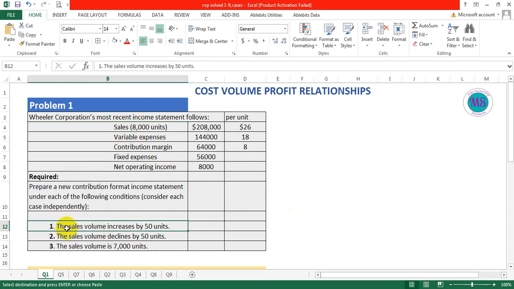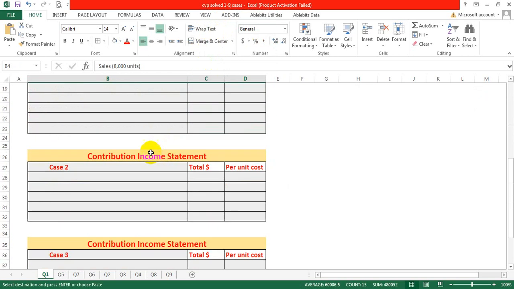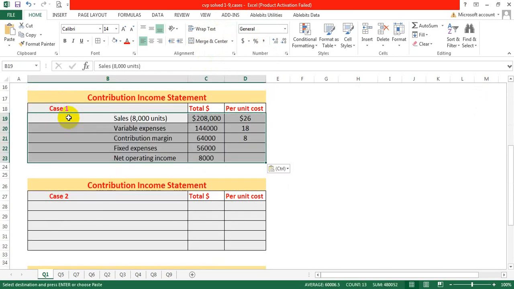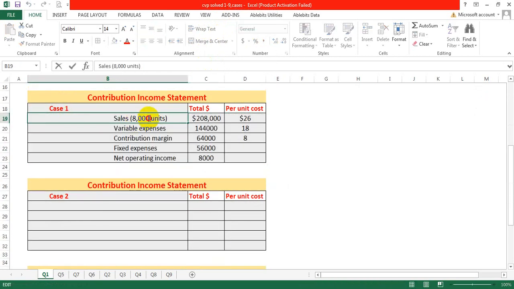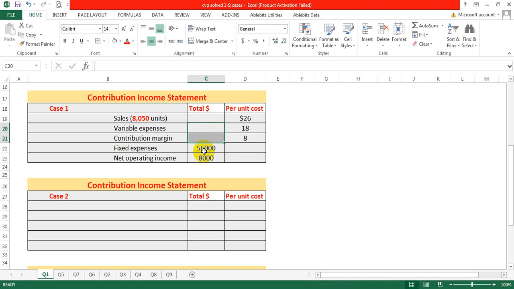Now in the first case the sales volume increased by 50 units. So we will add 50 to 8,000 to get 8,050 units. In our first case we will change the sales value, right? First change the unit sales. So automatically if the units change, the value will change. How come? The per unit price is the same, the sales is 8,050 units. I'm talking about sales units.